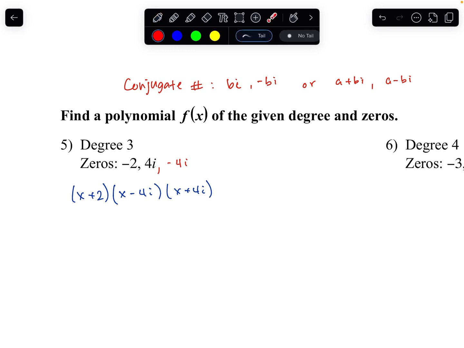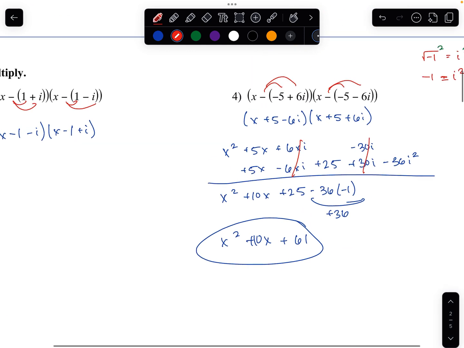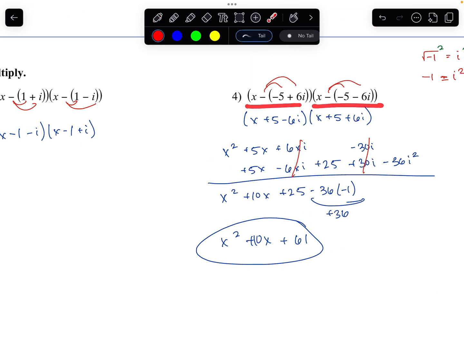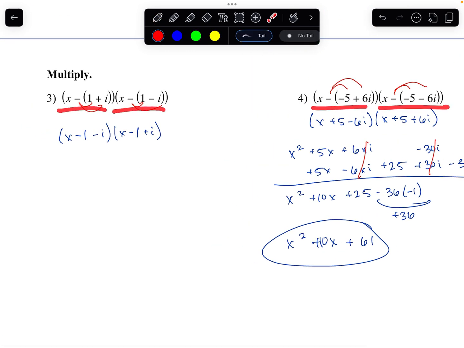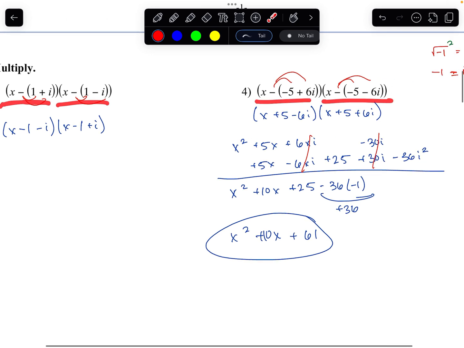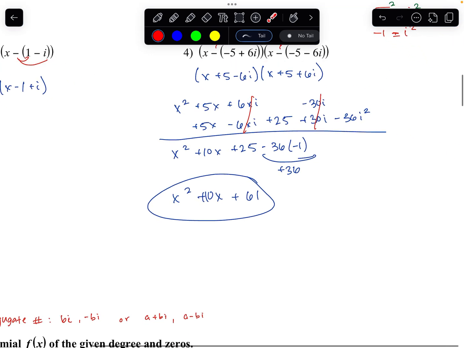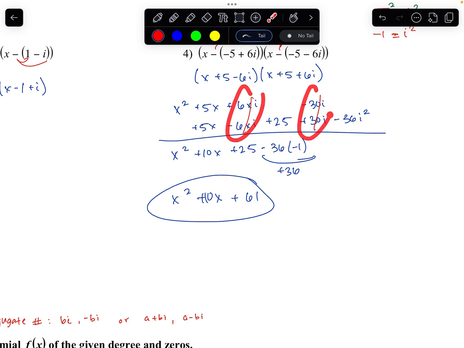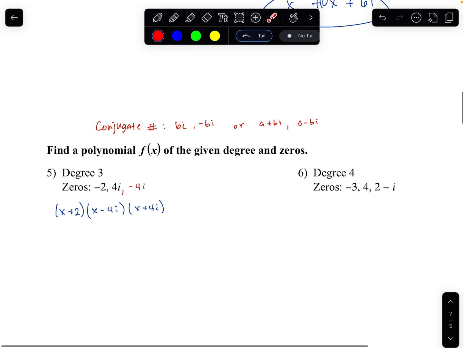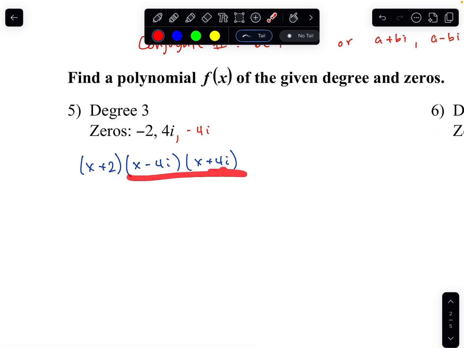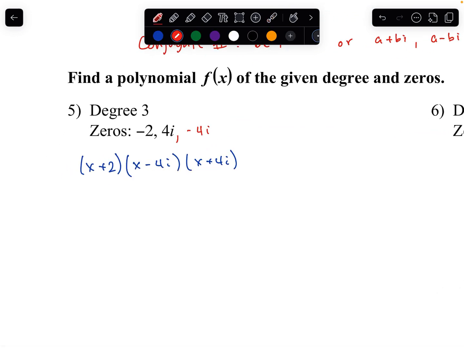Now, keep in mind, just like what we did up here, we multiplied conjugate factors together. Conjugate factors should always be multiplied together when you're looking for the polynomial, because you want these imaginary numbers to kind of go away. And it will be easier if you just start by multiplying the conjugates together. So multiply conjugates together first always.